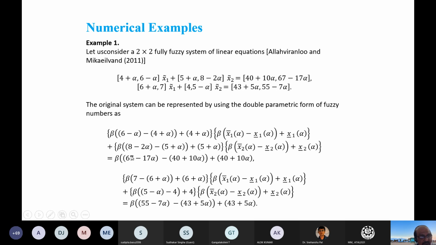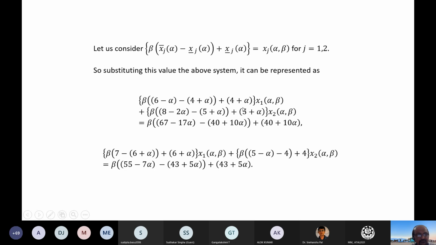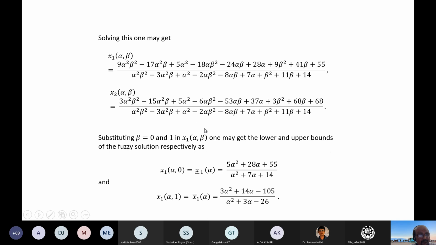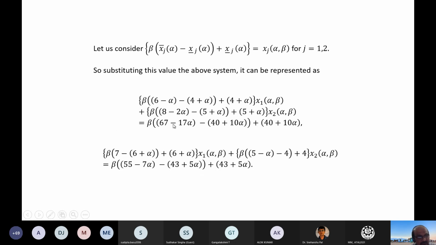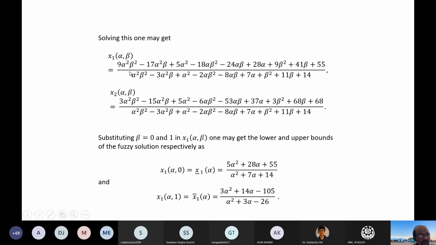Again, convert this in terms of beta form, then solve that using any programming language. So using symbolic programming, you have to treat alpha and beta as symbols. I have done this by hand to make you understand, so that is why I can show here: x1 alpha beta will be this expression and x2 alpha beta is the second expression. Now put different values of beta.